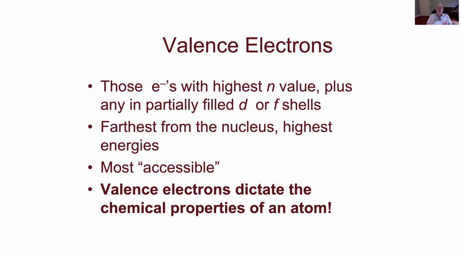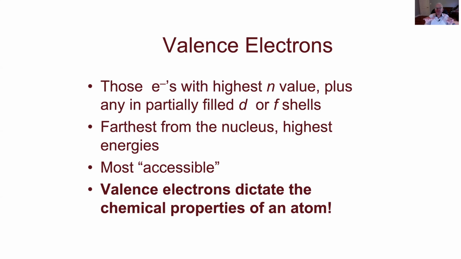So these valence electrons, this is the next idea. The valence electrons are the ones that I still had written when I did that noble gas notation, right? The electrons with the highest n value, plus any in partially filled d or f shells if I happen to be in the transition metals, which we rarely are in this course. But those electrons in the highest populated shell, those are what we call the valence electrons.